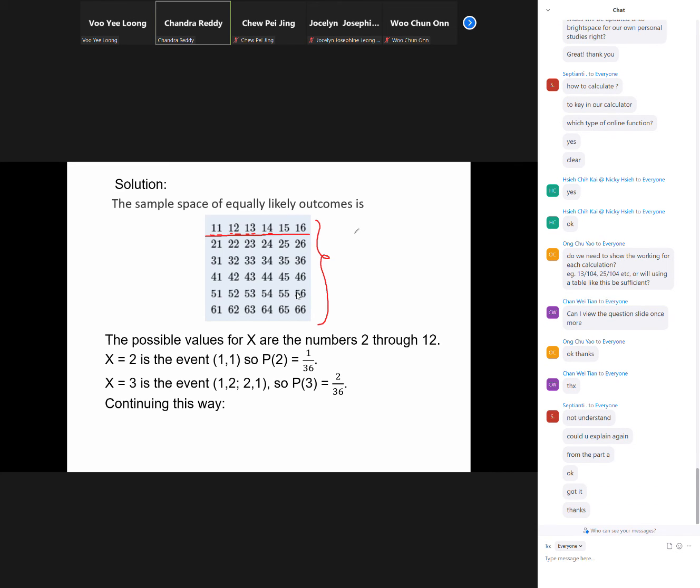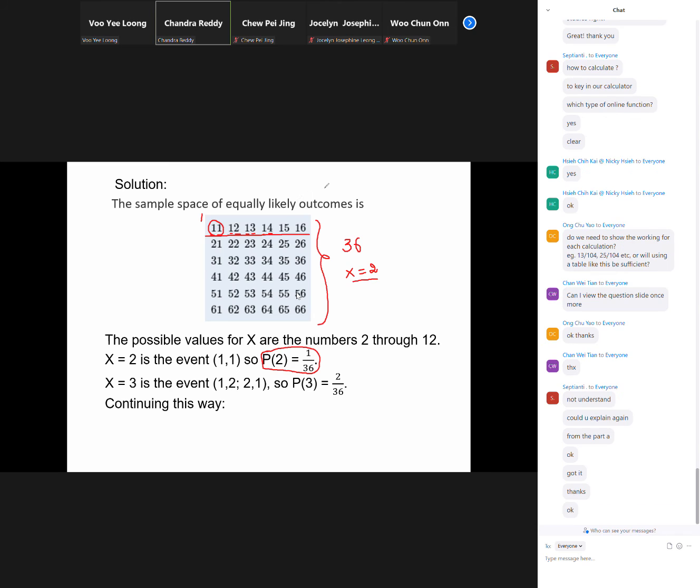Okay, so this is just to calculate the total sample space, which is 36 outcomes. When you throw a pair of dice, the outcome will be 36. Now we need to calculate the probability of getting the total. What is the total of getting 2 when you throw 2 dice? For 2, there is only one way you can get it. Both dice must show 1. So there is only one time you can get X is equal to 2. So the probability of getting a 2 when you throw a pair of dice is 1 over 36.